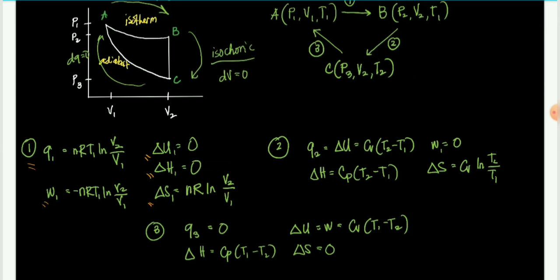Okay? So for the next path, this is an isochoric process. Therefore, yung work nyo ay 0. Okay? So your Q2 is equal to delta U2.